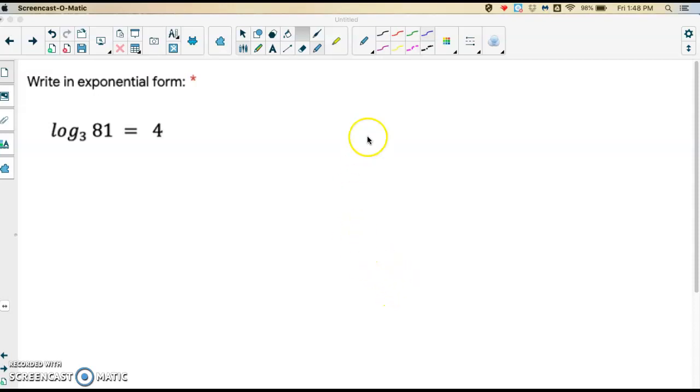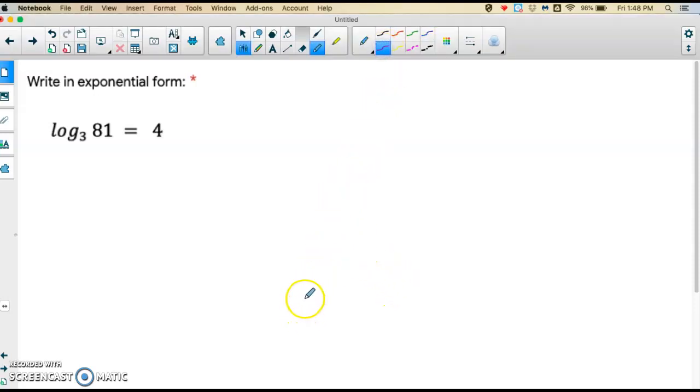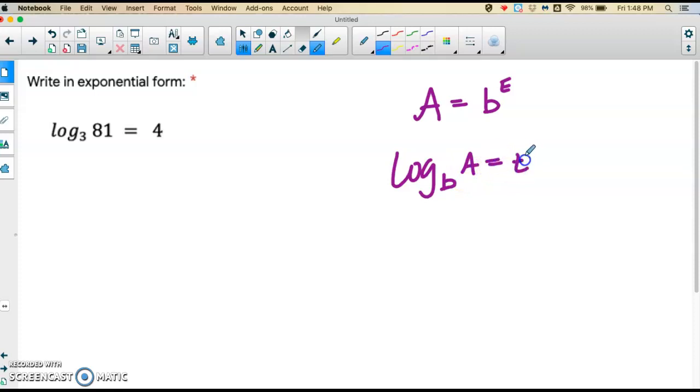One thing that helps me remember how to set up logs from exponential form to logarithmic form is this. I remember, okay, A equals B to the E. So this is Abe, okay? Your amount equals your base to the exponent. And then when you write that in log form, you have log base B of the amount equals your exponent. So how I remember that is Abe is your bay.